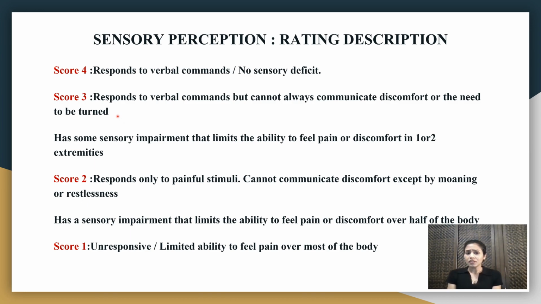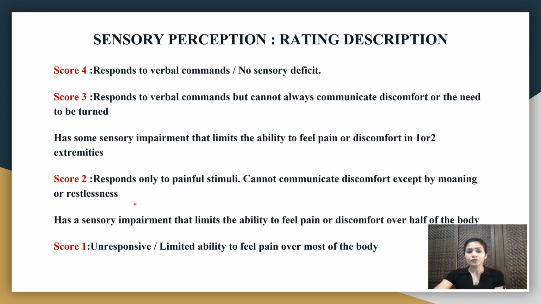Then, if a patient responds to verbal commands but cannot always communicate discomfort or the need to be turned because he has some sensory impairment that limits the ability to feel the pain or discomfort in 1 or 2 extremities. So here the patient will be normal, the patient can respond normally, but the thing is, due to a mild sensory impairment, most of the time the patient cannot communicate the discomfort or the pain to us. So in such case, you can give a score of 3.